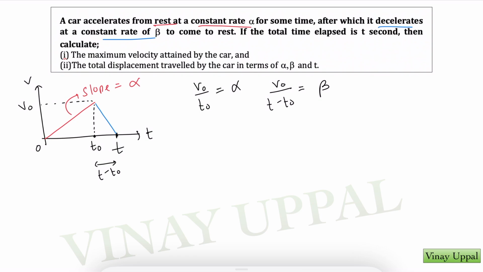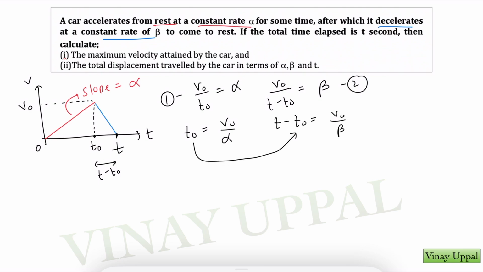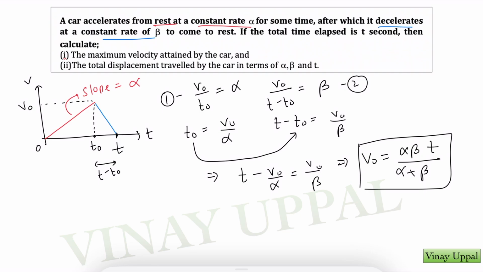Now all I have to do is eliminate t naught and get the maximum speed, which is v naught. That is very straightforward. This is my first equation, this is my second equation. From the first equation, I have t naught is v naught by alpha, and I also have t minus t naught is v naught by beta. Let me substitute t naught here. That gives t minus v naught by alpha is equal to v naught by beta, and that's it. You can get v naught as alpha beta t divided by alpha plus beta. This is your maximum speed attained during the motion.